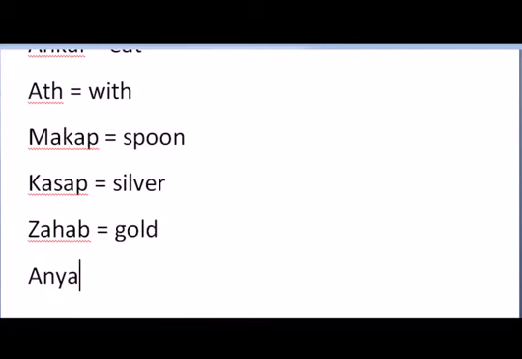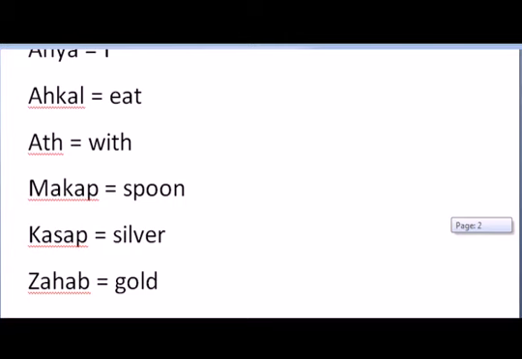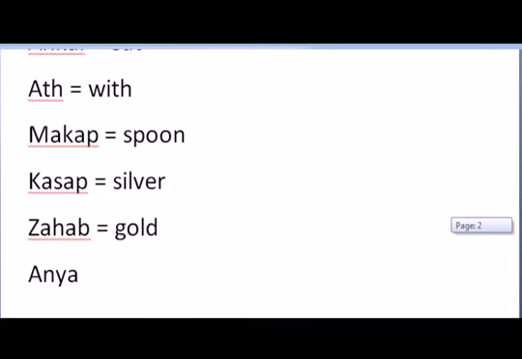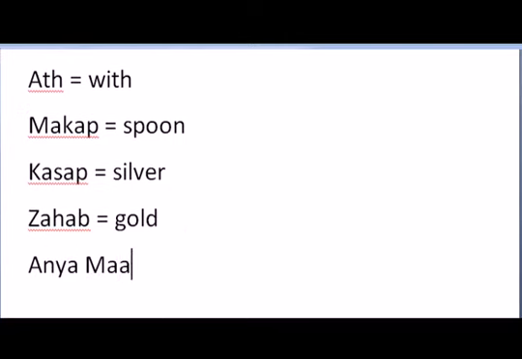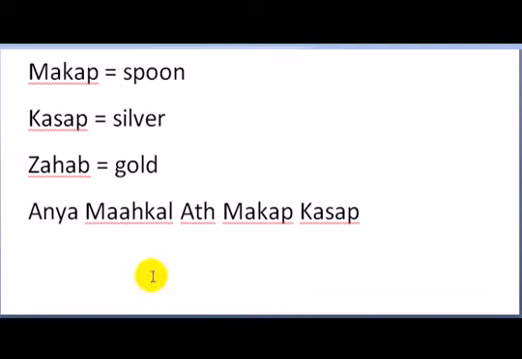Anya. Now, eat. The way you say eat is akal, right? But when you're in the process of eating, it's ma'akal. All right, ma'akal, and I'll explain that. All right, makap, kasap. Oh, I forgot the ath. All right. So what I did here: Anya ma'akal ath makap kasap.